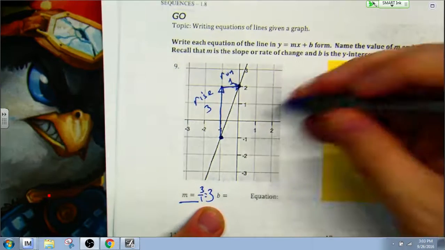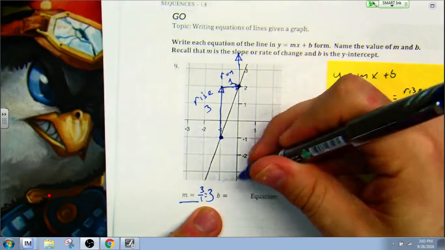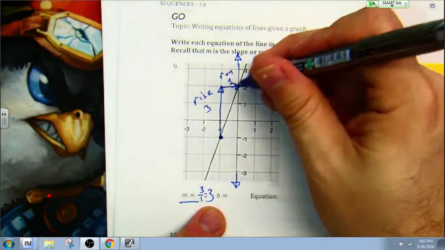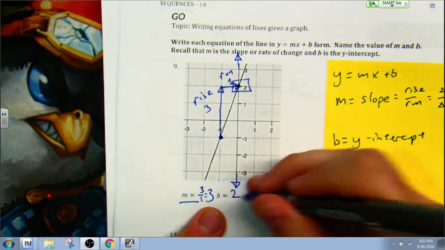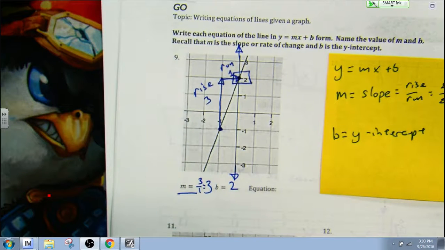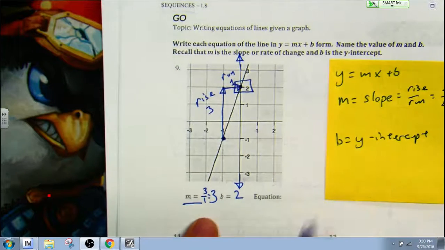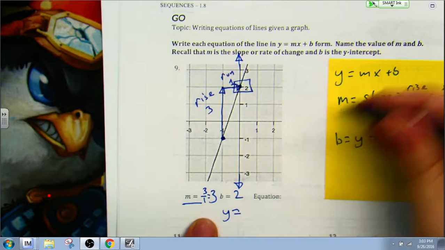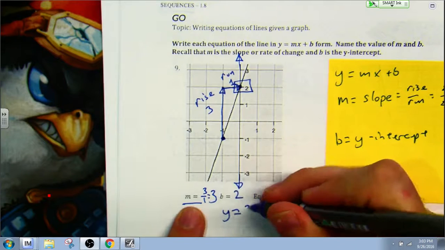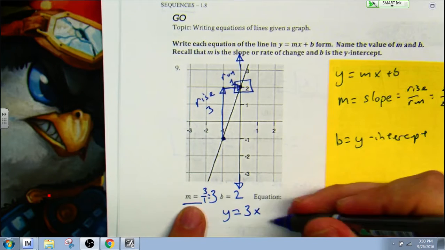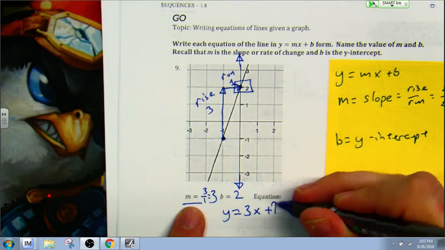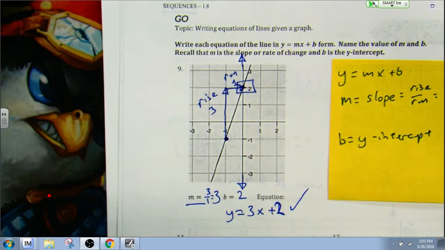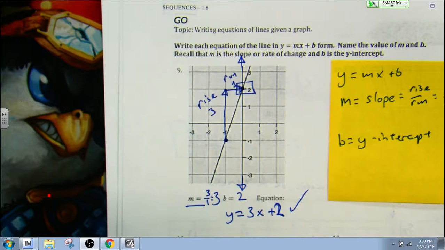That's my answer. And now I need to know what my b is, and my b is my y-intercept. And what does that mean? Well, this is my y-axis, so all I'm looking for is where does it cross this y-axis, and I see it crosses right here at 2. So I know that my y-intercept is 2. So to write the equation, all I have to do is write y equals, except I substitute in for m, 3x, and I substitute in for b, plus 2. And that's it. I'm all done. Found my slope, I found my intercept, and I was able to write my equation.